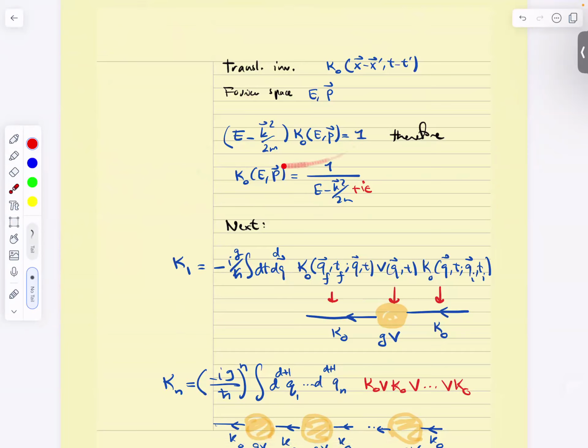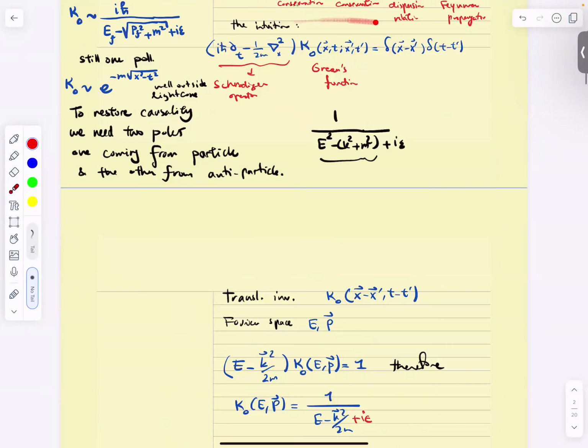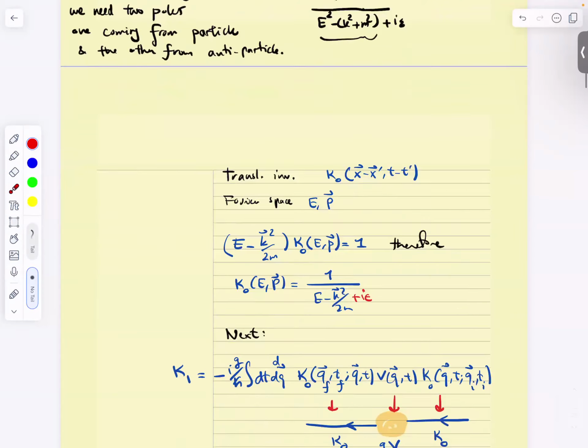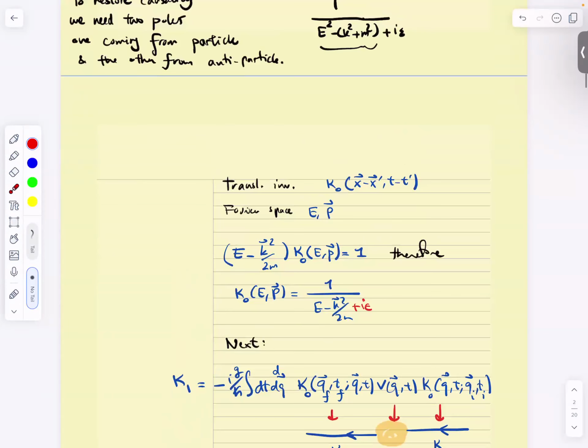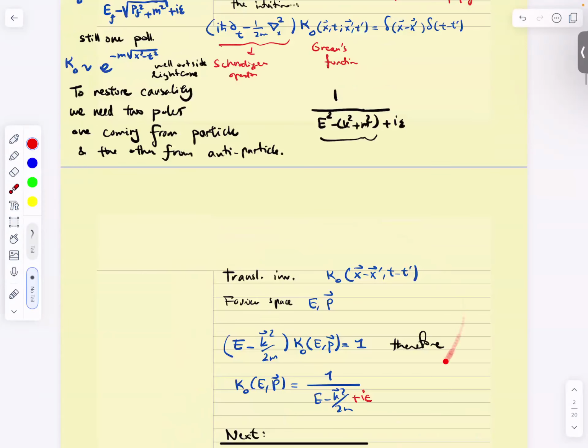And when you do the Fourier transform in space and time, basically what you're doing is that this is your Schrodinger operator equation, and the Schrodinger operator Green function after Fourier transform is just this equation. So you're literally inverting the Schrodinger operator in the energy and momentum space. So that's everything that we needed to know about the K0. Are there any questions about K0?